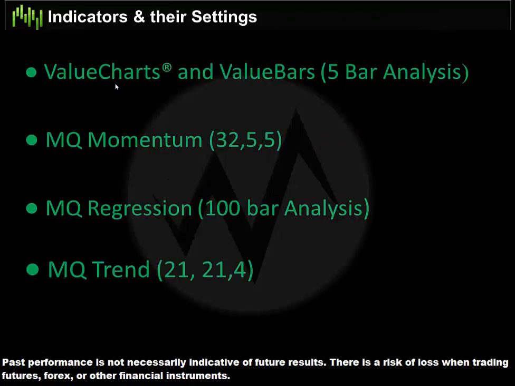The settings of these indicators for value charts and value bars, we'll use a 5-bar analysis period. For MQ momentum, we're going to use the standard default settings of 3255. And also later in the example charts, we'll have two trend following MQ indicators, MQ regression and MQ trend. MQ regression will have a 100-bar analysis period, and MQ trend will have a 21-21-4 setting.